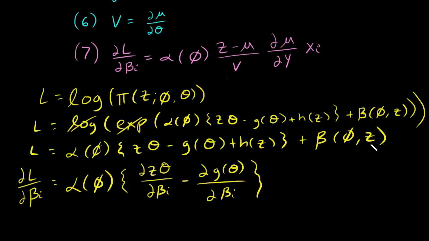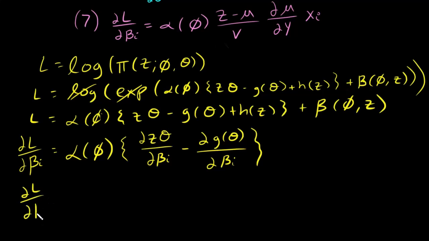Same thing out here. Remember, this is a function. This beta is not a parameter. So this function of phi and z, where neither phi nor z are functions of our regression parameter beta. So therefore, when I take the derivative of this with regards to beta, it's 0. It cancels out and it goes away. Okay? All right.